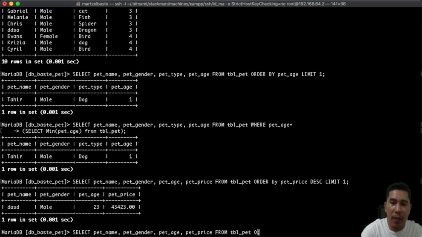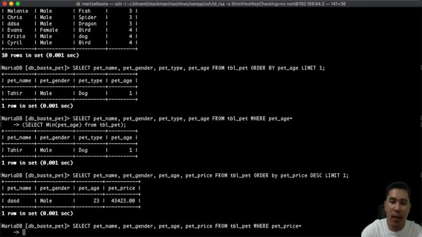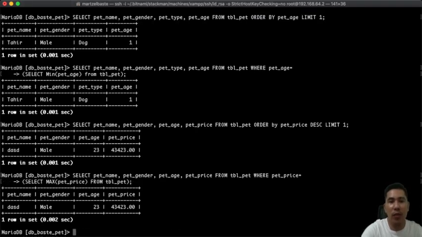So from TBL pet, where pet price equals, and then let's have here the subquery. So select max pet price from TBL pet. There. So if you're going to invoke this SQL statement, we're able to display the query.